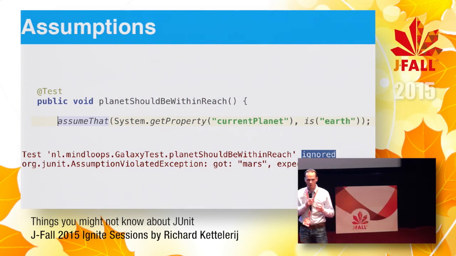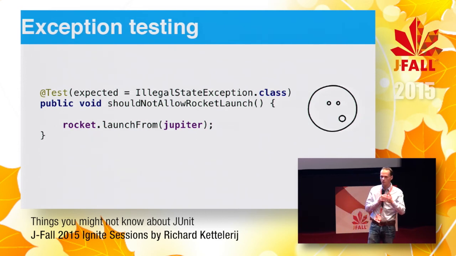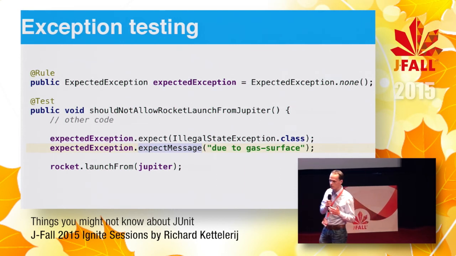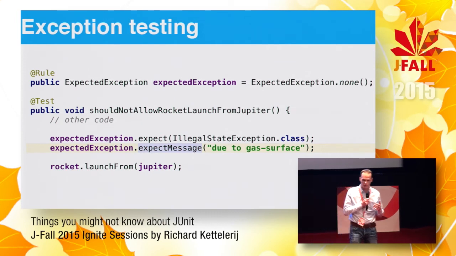Another thing is exception testing. I'm sure most of you are familiar with the test annotation and the way it allows you to expect a certain exception. Well, there's actually a problem with that approach. First of all, you don't know where the exact exception occurred. And second of all, you can't verify the exception message itself. So there are better ways to do that. For example, you can use the expected exception rule in JUnit, or you can use a Lambda expression for that purpose. Support for exception testing using Lambda is coming in the next version of JUnit 4, which is yet to be released, but I expect to release very soon. And both approaches allow you to test the exact location where you expect an exception, as well as the message.